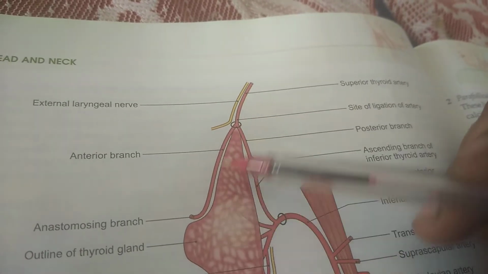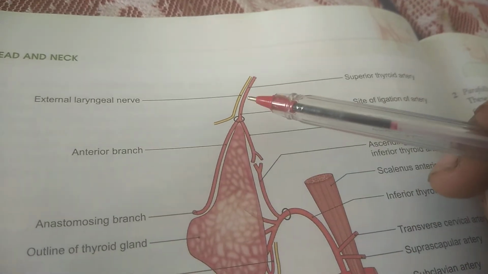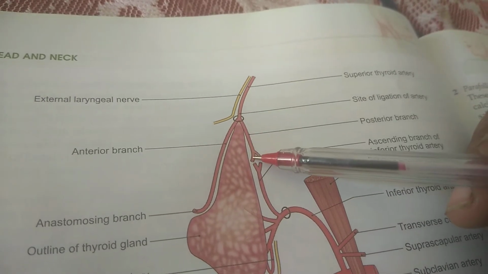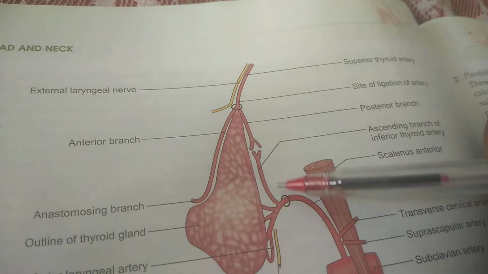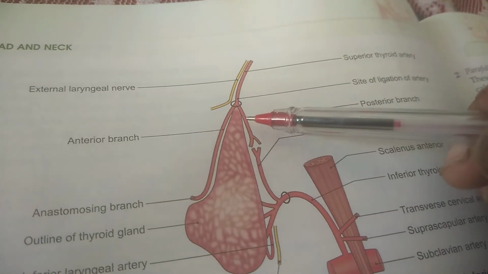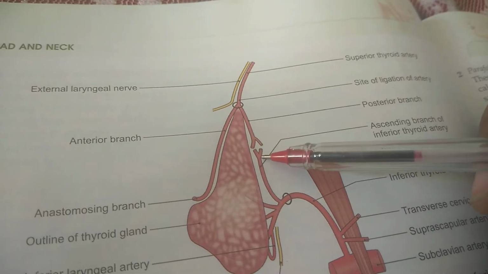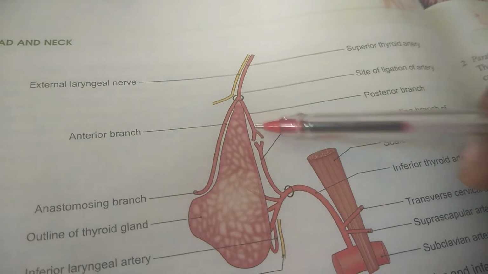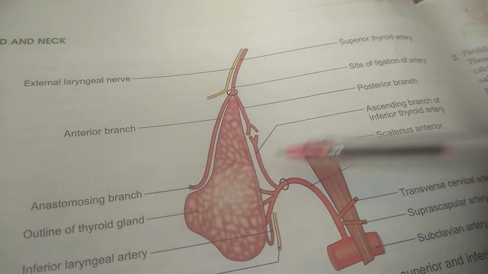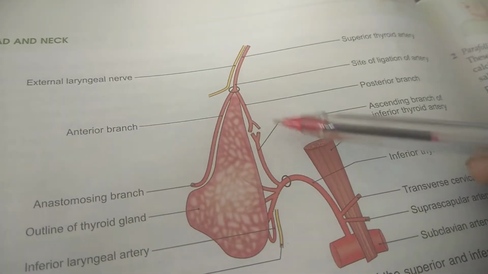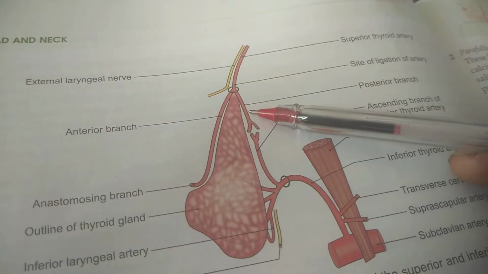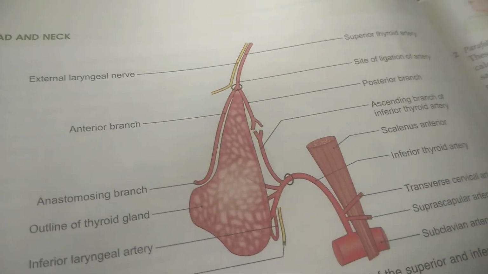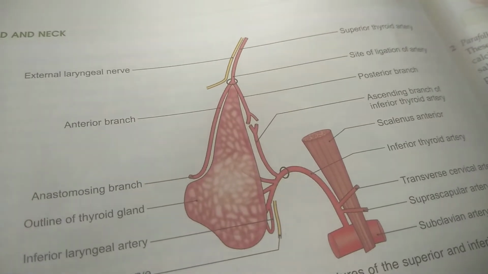So this anterior border is related to the anterior branch of the superior thyroid artery, and posterior border is related to this posterior branch of superior thyroid artery and this ascending branch of inferior thyroid artery, and these two arteries are anastomosing here at the posterior border. So you can write the posterior border is related to the posterior branch of superior thyroid artery and the ascending branch of inferior thyroid artery, and the anastomosis between these two branches. Okay, so these were the relationships of the anterior border and the posterior border.